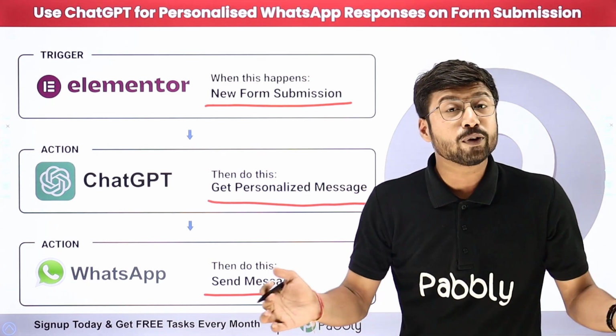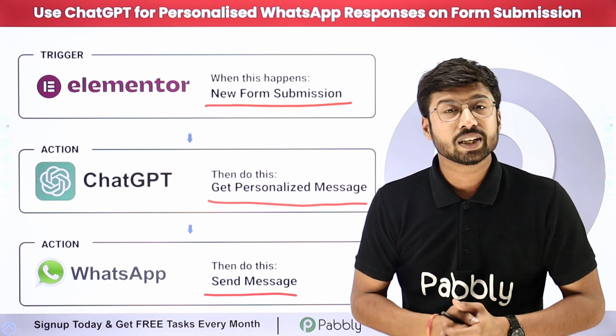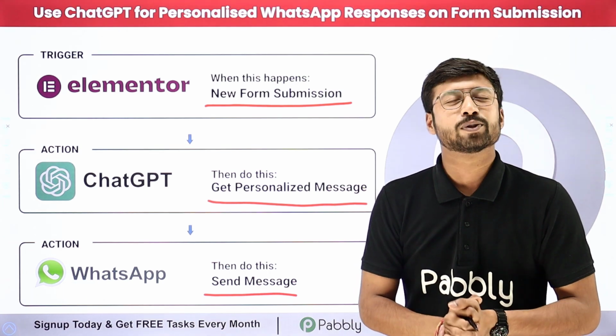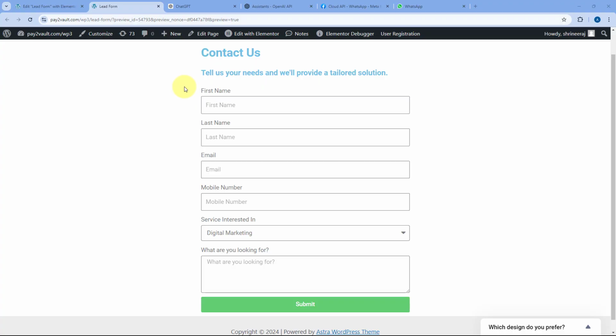Now, if you want to learn how you can set up this automation all by yourself, for that you just have to come with me to my screen. So as you can see, this is a form I have created using Elementor for my website. In this form, I'm asking for personal details like name, email, mobile number, and I have also added a list of services which I offer and what they are actually looking for. So they can select the service they are interested in and describe what their problem is or what their requirement is.